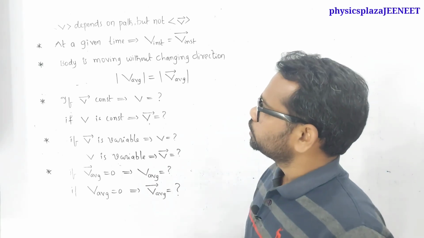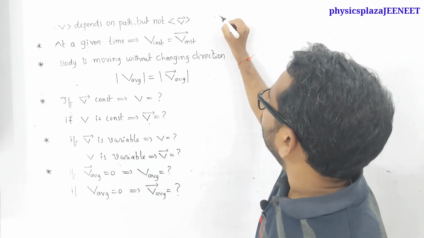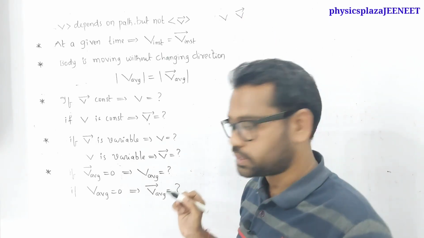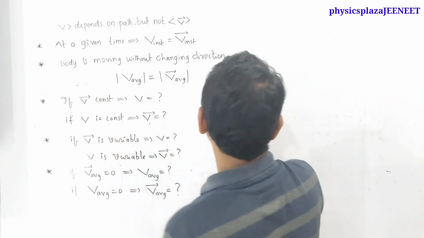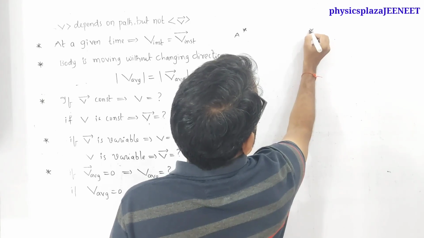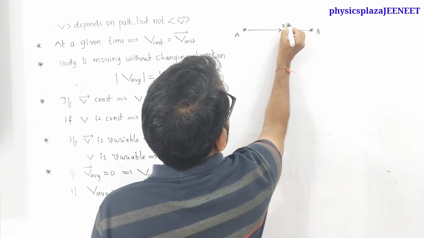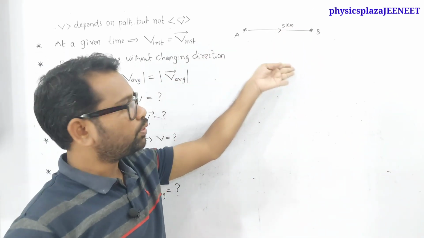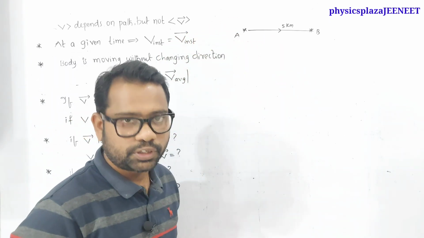Let us see the first point, children. Here we are using symbols. When I say v is speed, and when I write a bar above it, it is velocity. You should understand that, otherwise there will be confusion. Suppose you are at a point A and there is a point B, let us say 5 kilometers from here to here. When you go from A to B without changing direction, your speed is equal to velocity. It's not a problem at all.